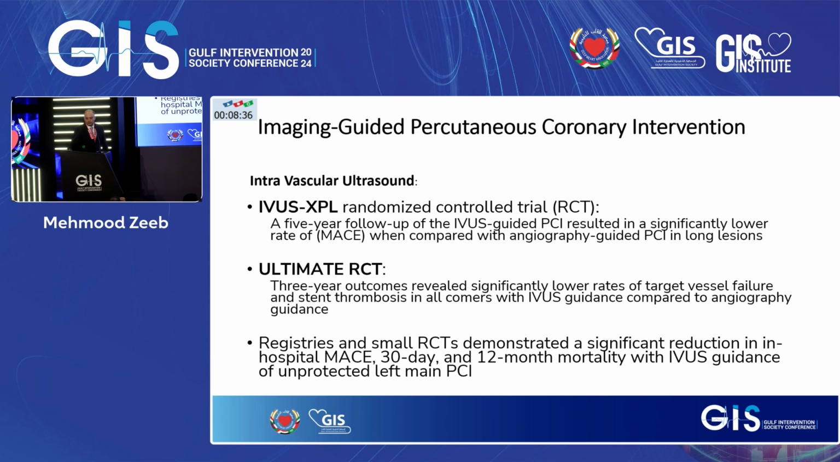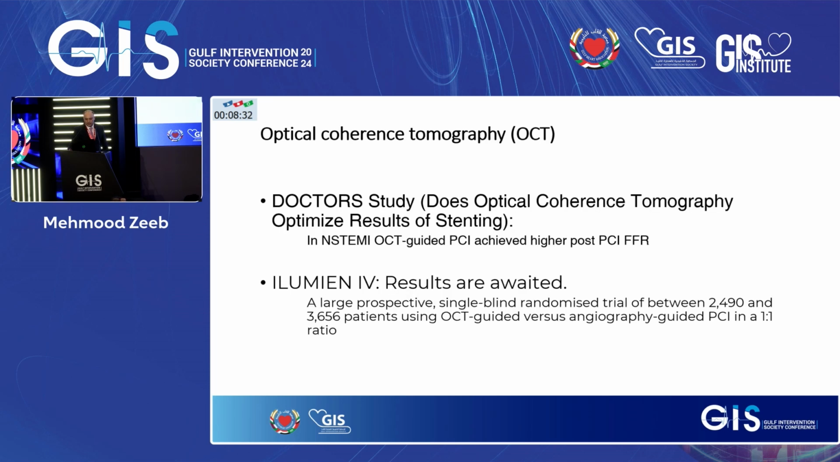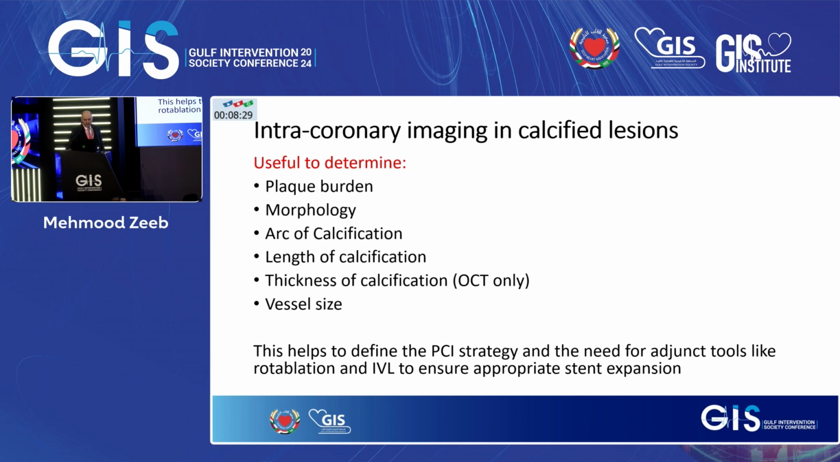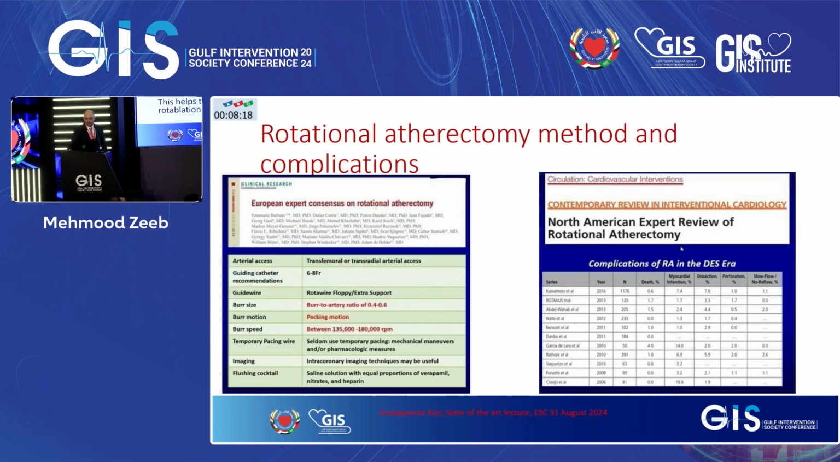Image-guided percutaneous coronary intervention has been shown to improve the outcome, with both IVUS and OCT. Intracoronary imaging is useful to determine the plaque burden, morphology, arc of calcification, length of calcification, thickness of calcification, and vessel size, and it helps to define the strategy.